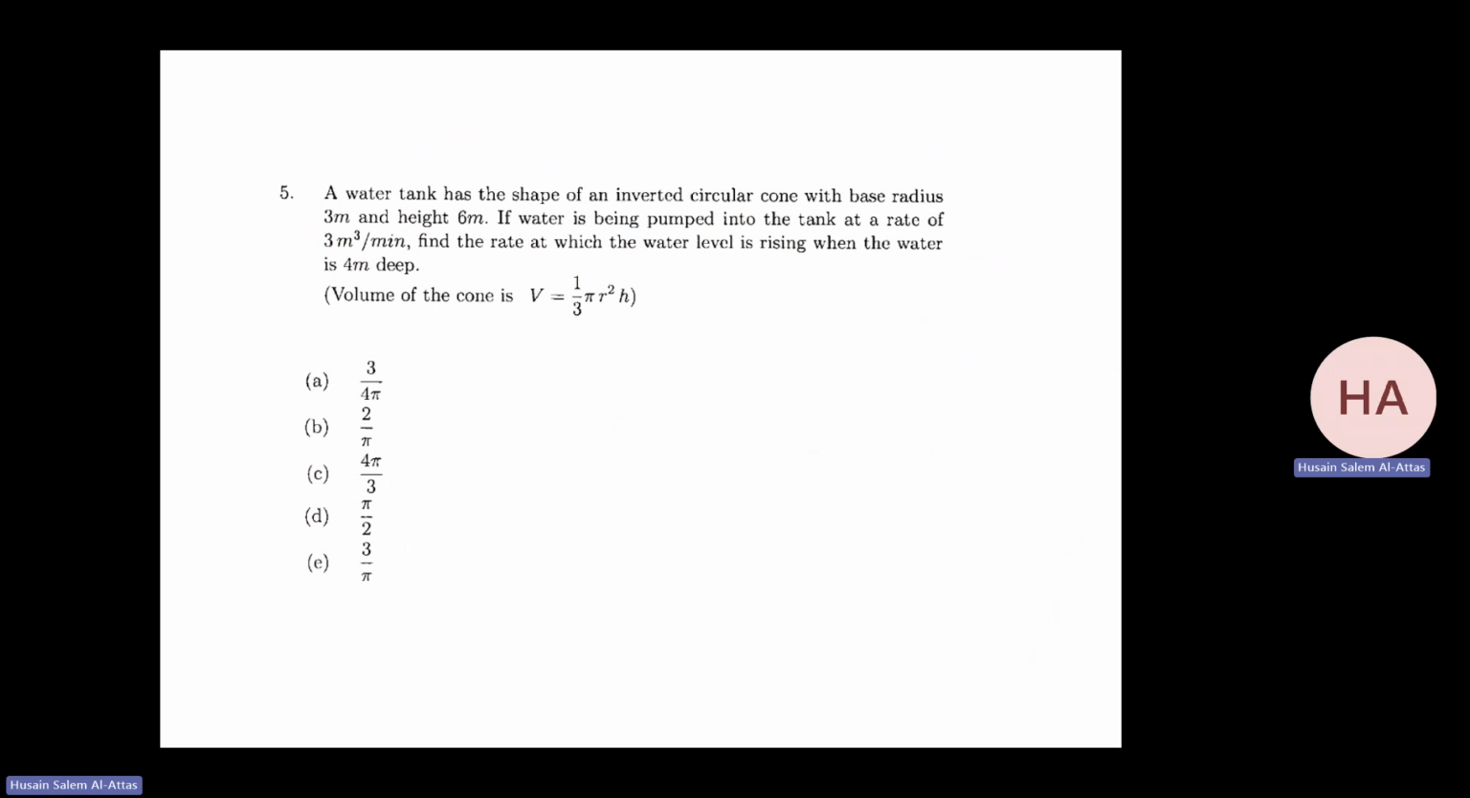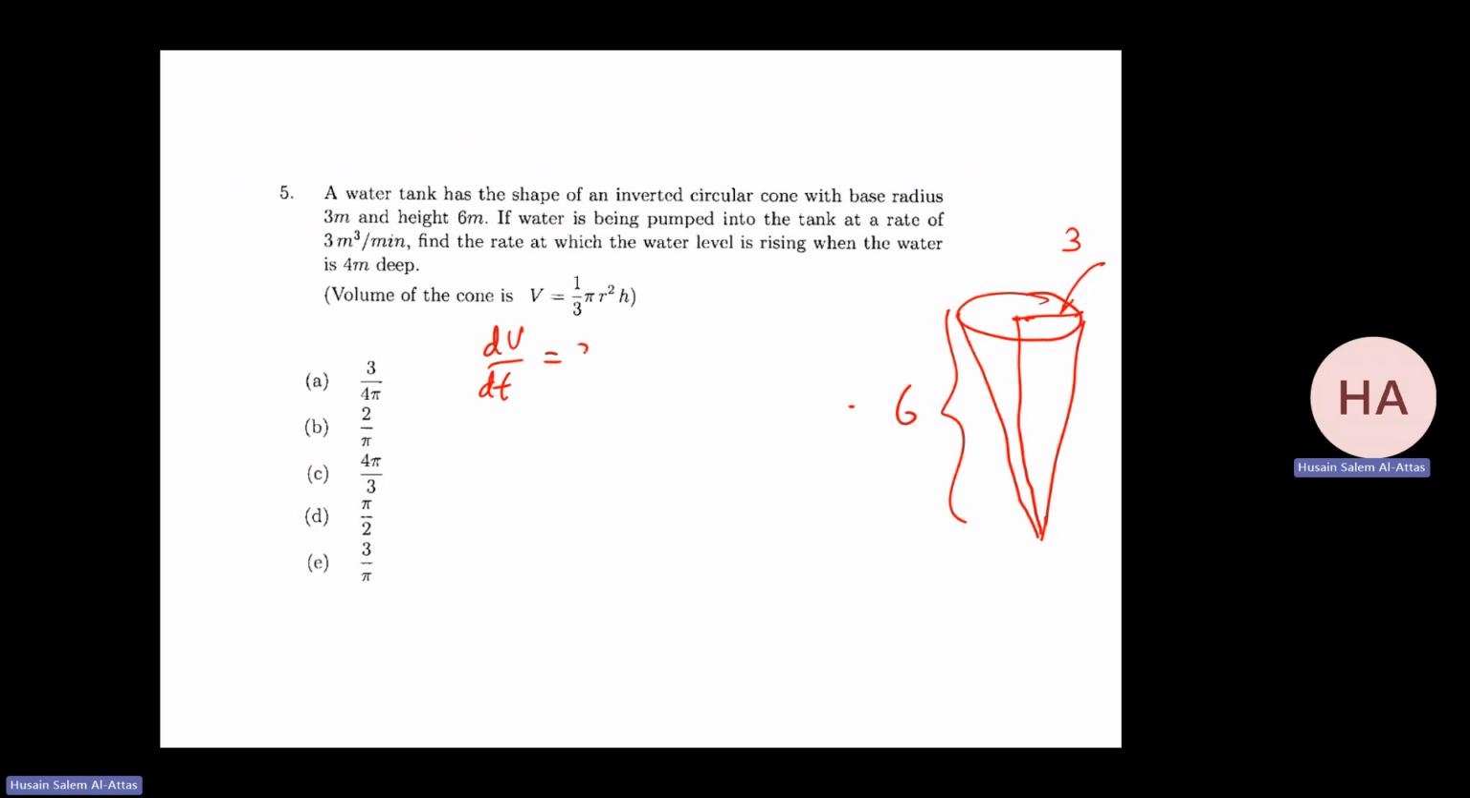Questions in the exams. A water tank has the shape of an inverted circular cone with base radius, same thing. The base radius is 3. This is 3. And this is 6. Water is being pumped into the tank. So I have dv by dt equal 3. Find dh by dt when h equals 4.